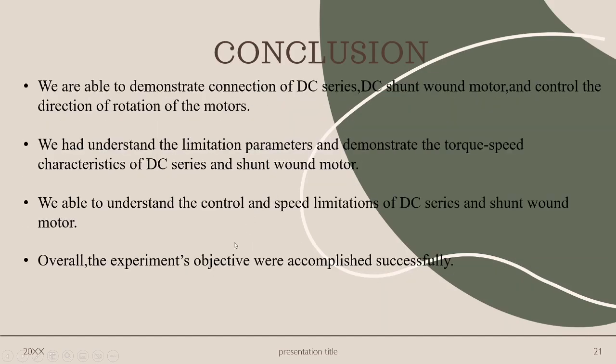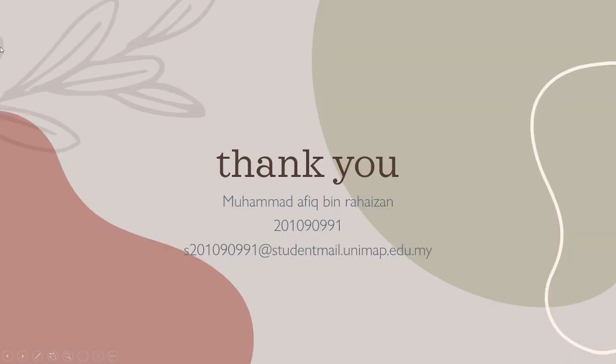So lastly, for the conclusion, we are able to demonstrate the connection of DC series and DC shunt wound motors, and control the direction of rotation of the motors. We understand the limitation parameters and demonstrate the torque speed characteristic of DC series and shunt wound motors. We are able to understand the control and speed limitation of DC series and shunt wound motors. Overall, the experiment objectives were accomplished successfully.